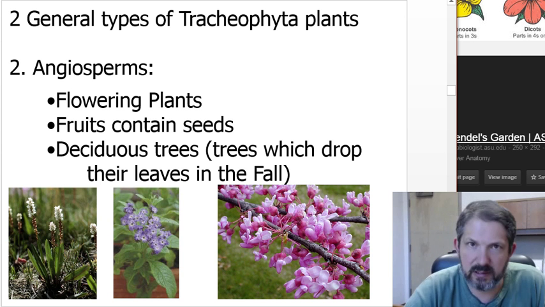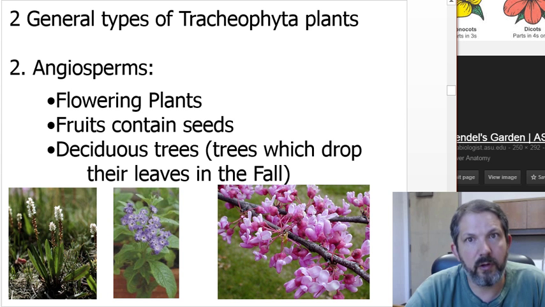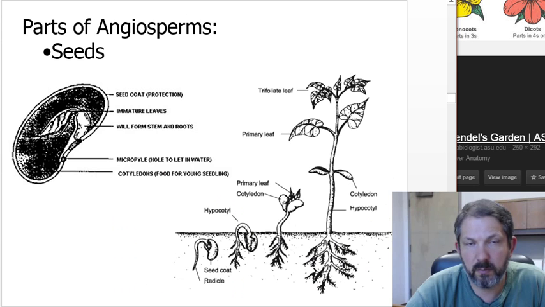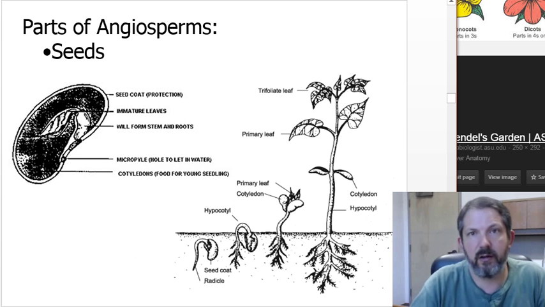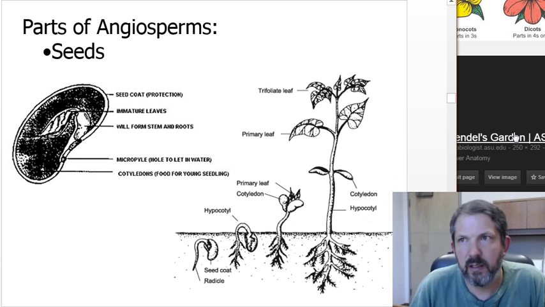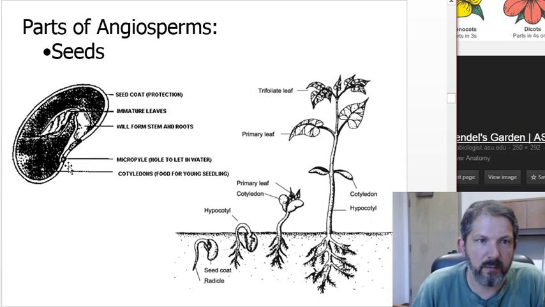Any plant that drops its leaves in the fall is called deciduous, and it's just going to be an angiosperm. I can tell you that. Not all angiosperms do drop their leaves. There are plenty of angiosperms that don't, but if they do drop their leaves, yes, they are an angiosperm. That's another thing that has evolved. Why keep the leaves during the winter if they're not doing you any good?